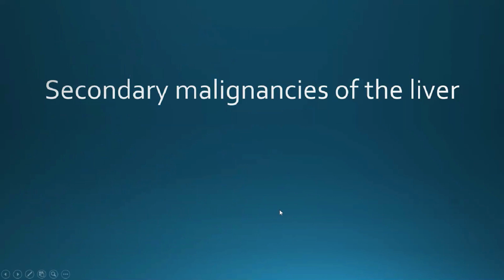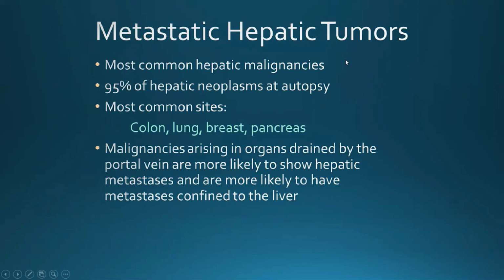Now what are the secondary malignancies of the liver? As we talked about before, these are actually the most common malignant tumors of the liver when we consider all malignant lesions. So when we see a lesion in the liver which is malignant, we have to think of secondary tumors first, and then hepatocellular carcinoma and the rest of the tumors that we already discussed. Metastatic hepatic tumors are the most common hepatic malignancies. 95% of hepatic neoplasms at autopsy are metastatic tumors. The most common sites are colon, lung, breast, and pancreas.